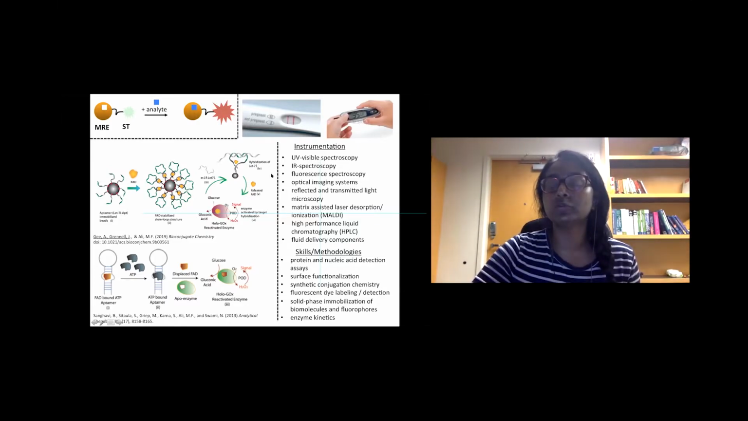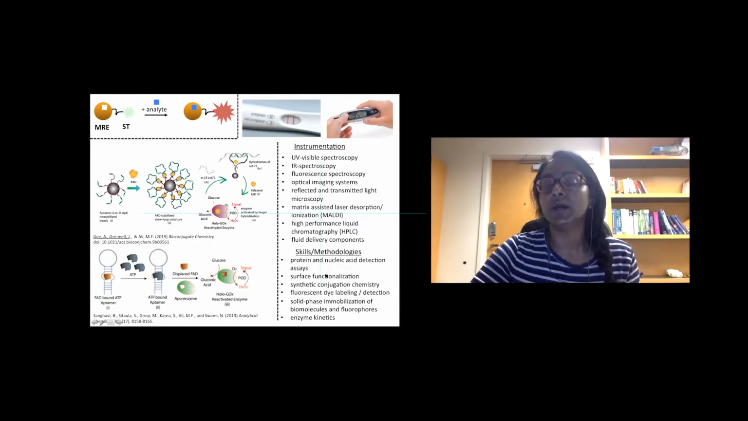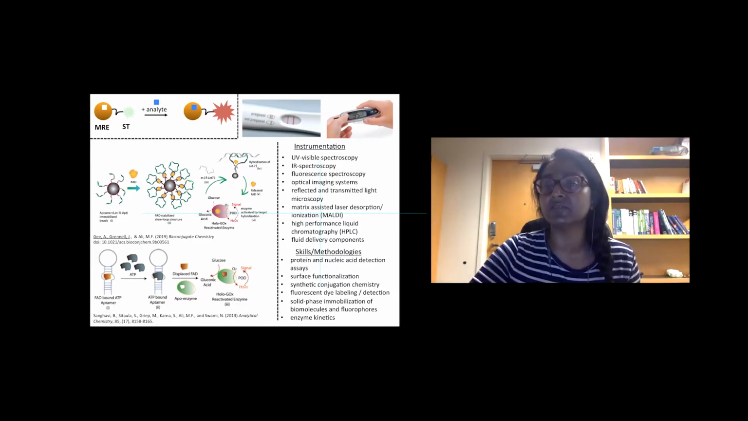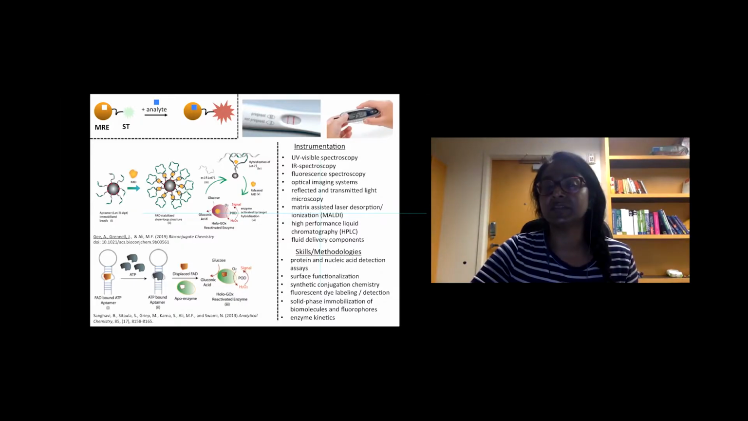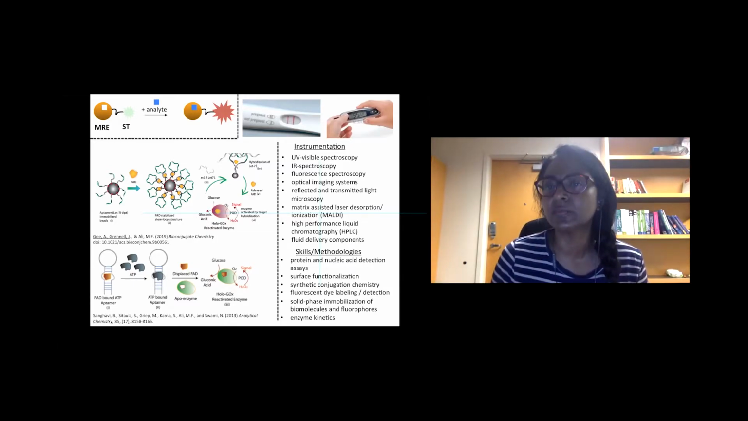And while we go through our process, the skills and methodologies that students will be exposed to include protein assays, nucleic acid assays, different organic functionalization techniques, solid phase immobilizations, of course, enzyme kinetics. So this is kind of like a snapshot of what a student will be exposed to and will get trained on in the lab. That was my spiel. And if anyone has any questions that they think of later, just email me, please.